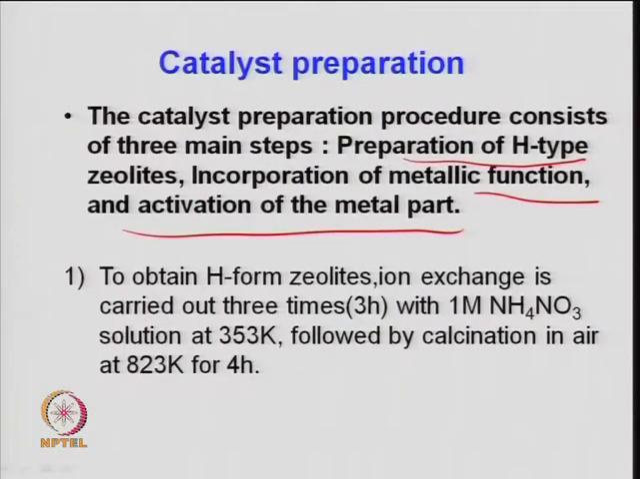To obtain the hydrogen form of zeolite, ion exchange is carried out. Ion exchange is a slow process, as I said earlier, so you need to do it repeatedly, 3 times for 3 hours each. This is one method: 1 molar ammonium nitrate solution at a temperature around 353 Kelvin, followed by calcination in air at 823 Kelvin for 4 hours. This is one recipe, as I said.